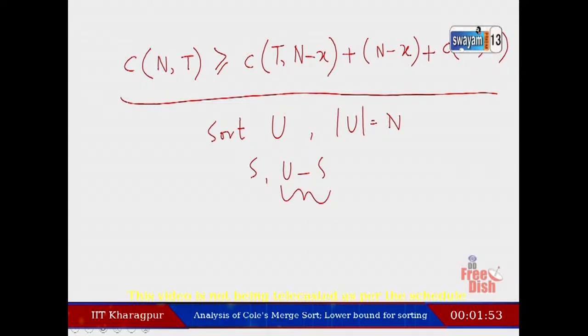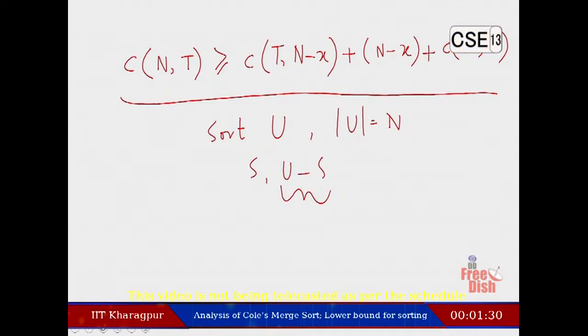Now, when the algorithm is over, S will have to be in sorted order. So S will have to be sorted in t minus 1 steps. So the number of comparisons we will have to perform will be C(t minus 1, x). So this is the recurrence relation that governs the number of comparisons that the algorithm must necessarily perform to sort n elements in t steps.